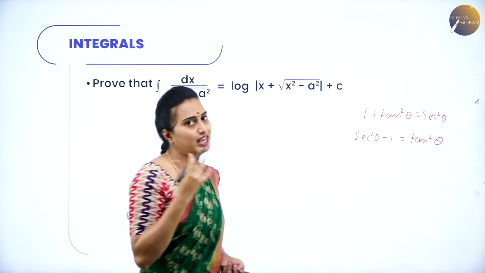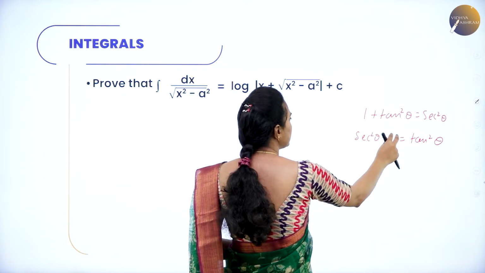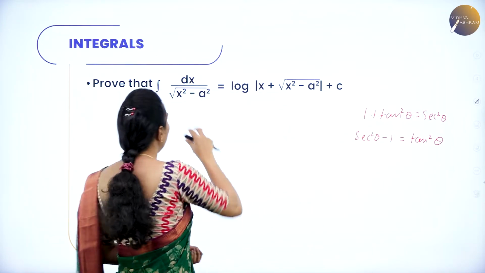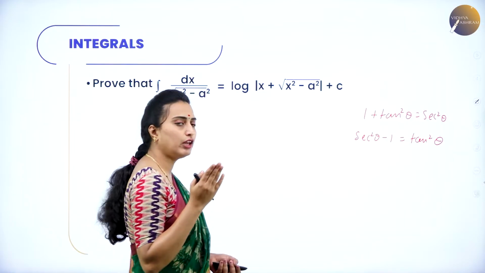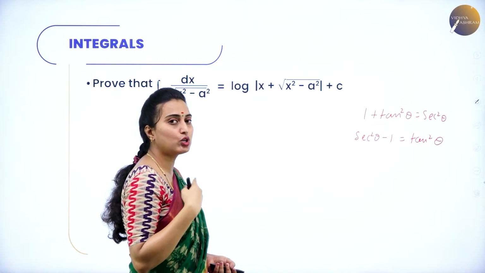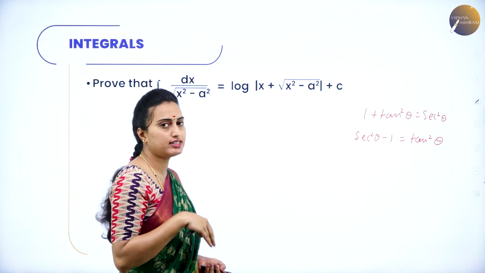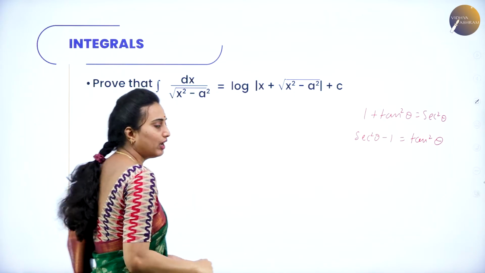Consider this 1 as a constant. So, it is like x squared minus a squared, isn't it? See here, x squared minus a squared. Therefore, you can substitute x as secant theta or x as cosecant theta. Anything is fine. Here I am substituting x as secant theta for the left hand side.